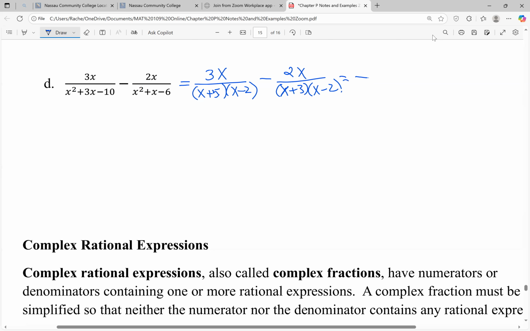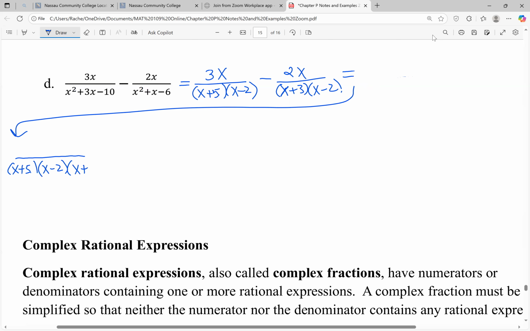So my least common denominator is going to be the product of, and you know what? I'm going to have more room down here. So I'm going to do this down here. So let's continue this down here. So my least common denominator is going to be the product of x plus 5 times x minus 2 times x plus 3.